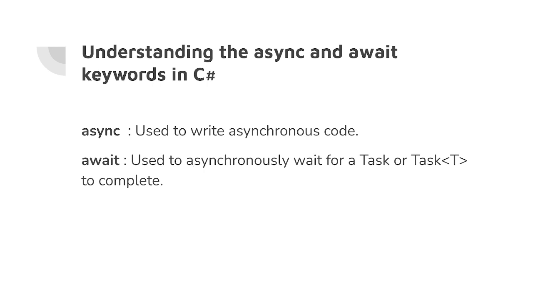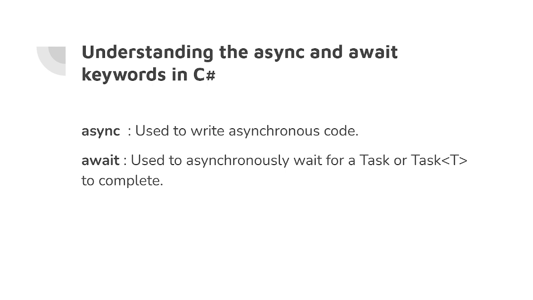So the async keyword is used to mark a method as asynchronous. This allows the method to be executed asynchronously without blocking the calling thread. When a method is marked as async, it returns a Task or Task of T object, which represents the asynchronous operation.